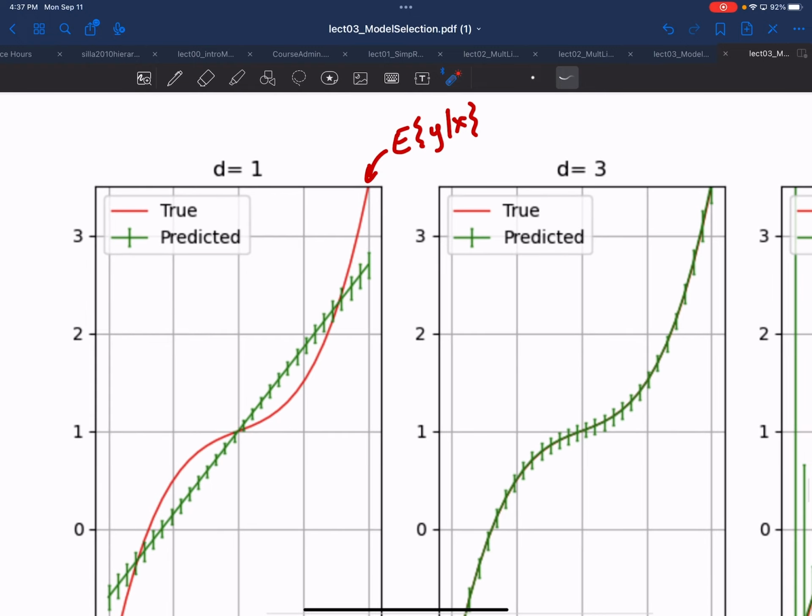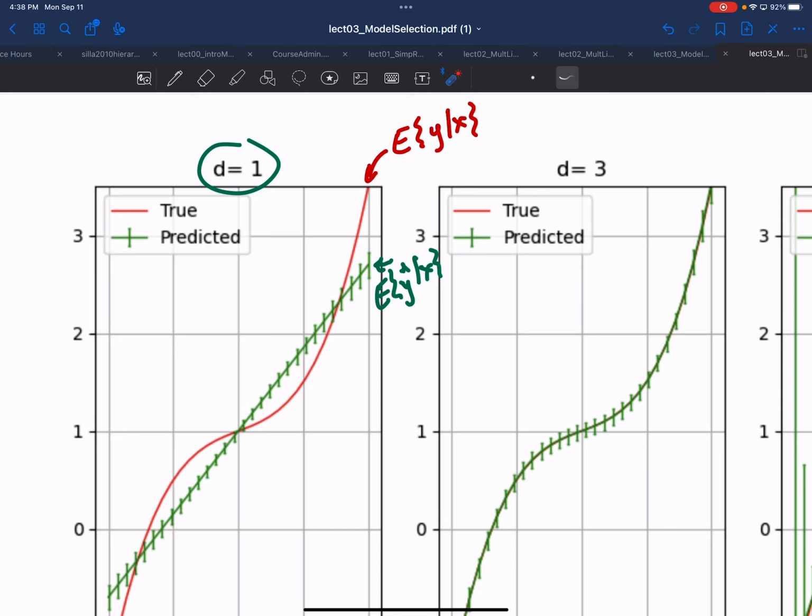And then this green curve here, the middle part, this is the expected value of y hat given x for the case of a linear model, d equals 1. Okay, so the bias, remember the bias is the difference between these quantities, and so that's going to be the gap.